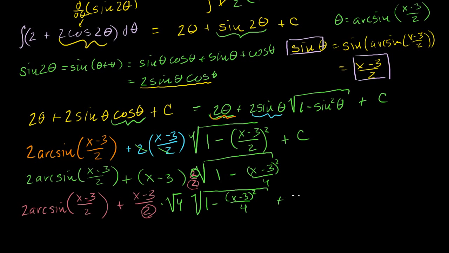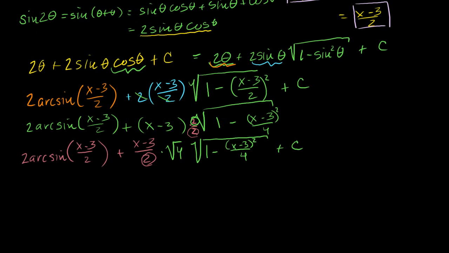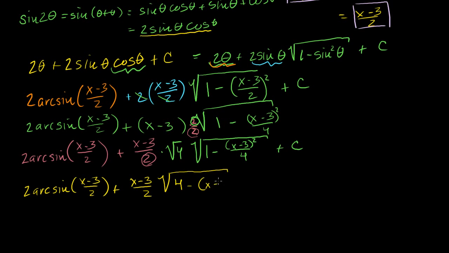I'm kind of reversing everything that I did at the beginning of this problem. And maybe I'm getting a little fixated on making this as simple as possible. But I'm so close, so let me finish. So I get 2 times the arcsine of (x - 3)/2, which I am tired of writing, plus (x - 3)/2. And then if we bring this 4 in, the square root of 4 times the square root of that is equal to the square root of 4 times these things. So it's 4 minus (x - 3) squared, all of that plus c. And we're at the home stretch.